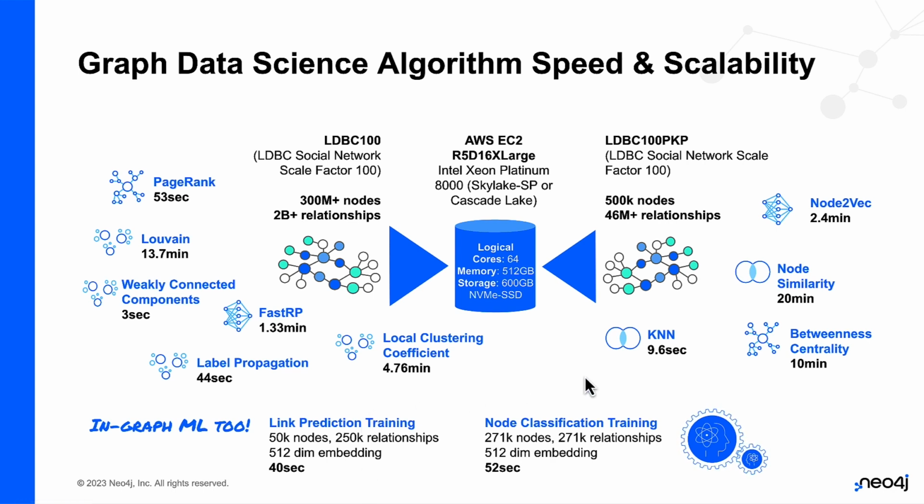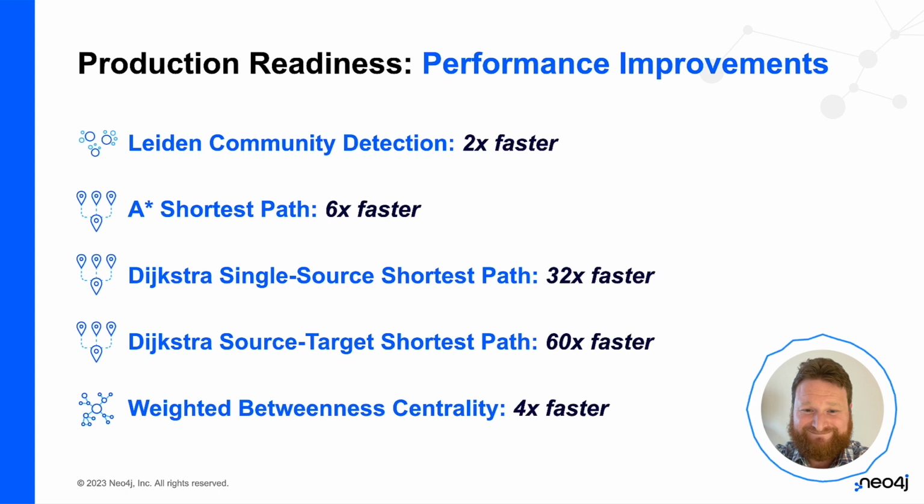And on LDBC, we also have benchmarks around doing things like k-nearest neighbor between nodes, node similarity, and node2vec embeddings. This slide is a little bit old. I think we are actually doing better than this on a few different algorithms right now. But there's a couple that I wanted to call out specifically for our GDS 2.3 release.